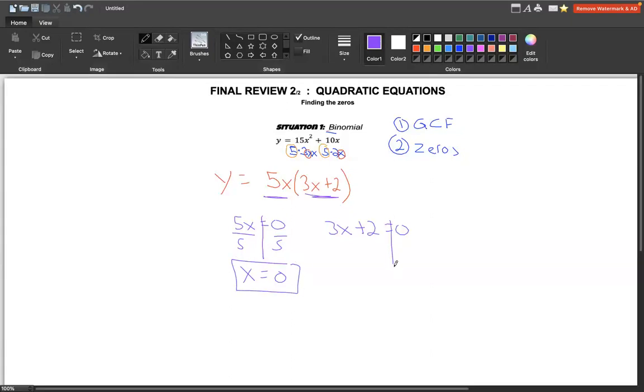The other one is a two-step problem. So we got minus 2, minus 2. Then you have 3x equals negative 2. You're going to divide by 3. And this one you're going to end up with a fraction. No big deal. x equals negative 2 over 3. I don't really care if you do the decimal, but technically we should just keep the fraction. It just makes it cleaner. So those would be your zeros.